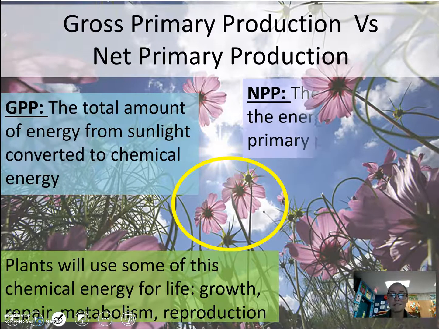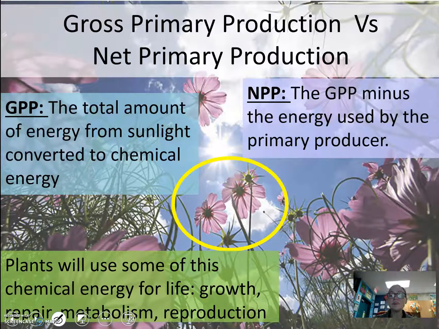And so with this, whatever is left over after the plant has used some of that energy is called NPP, or net primary production. So if you want to look at a little formula, it would be the gross primary productivity, the total amount of solar energy converted into chemical energy and stored in the plant, minus what the plant used for its own, and then what is available for the next trophic level is the net primary productivity.